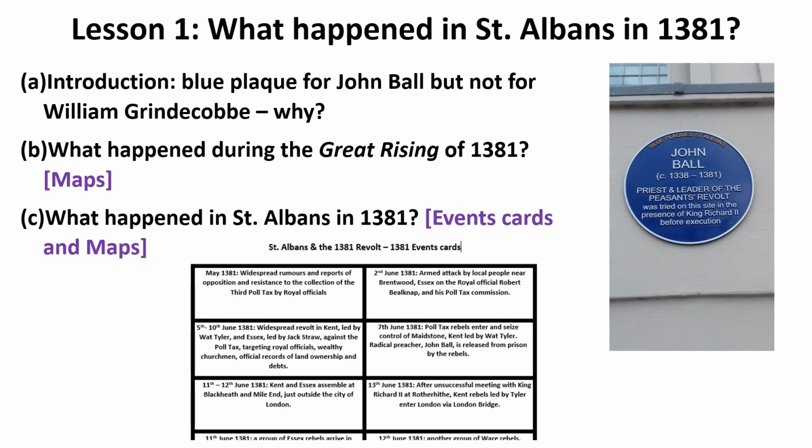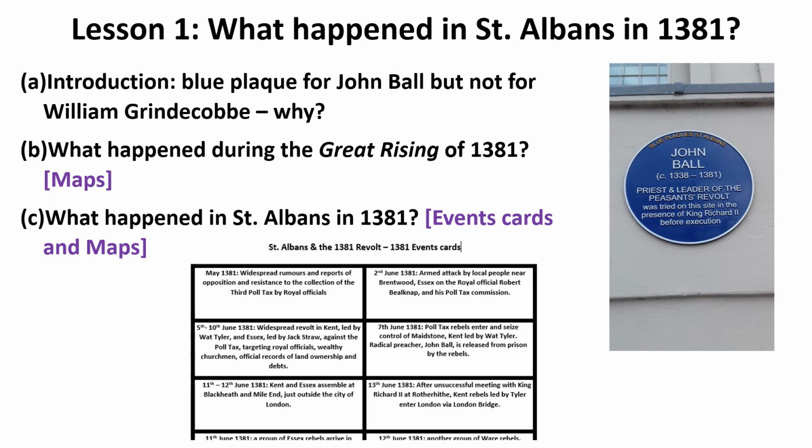Lesson 1 has the inquiry question of what happened in St Albans in 1381. First of all in this lesson is an introduction to William Grindcop, widely recognised as the key leader of the revolt in St Albans in 1381, and the fact that there is a blue plaque on the St Albans Museum, formerly the Town Hall in St Albans, to the radical preacher John Ball, who was executed in St Albans, but not William Grindcop himself. And the question is why?